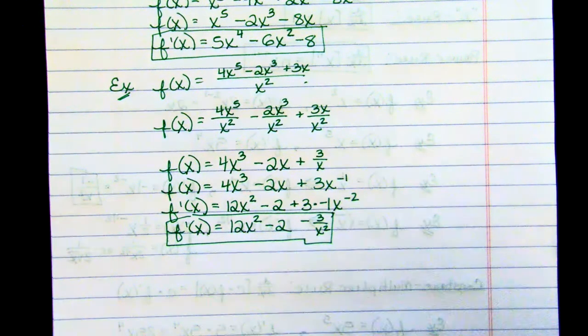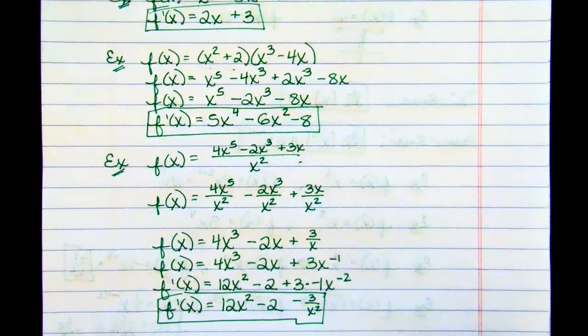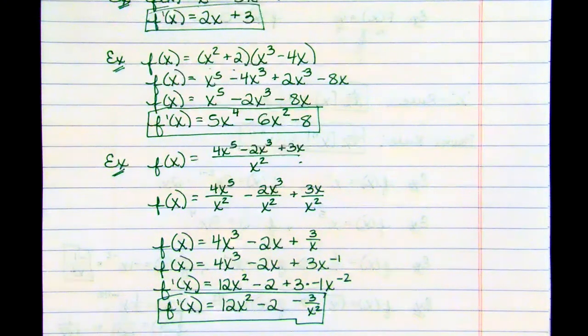What you really need to realize with this example and the previous one is we don't know a whole lot right now about derivatives. Can't do anything with a product, can't do anything with a quotient. So your only tool is using some algebra to rewrite it in a better form.